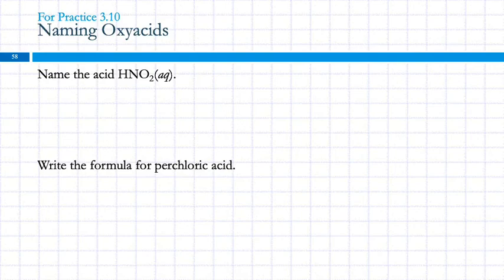So let's look at that. So name the acid HNO2 aqueous. So we recognize this as an oxyacid because it starts with H and there's oxygen in it. So we want to cover up the H and we see NO2. And so the name of that is nitrite. So that's nitrite ion, and what's the charge on the nitrite ion? -1. So we know the name and we know the charge because we memorize it.